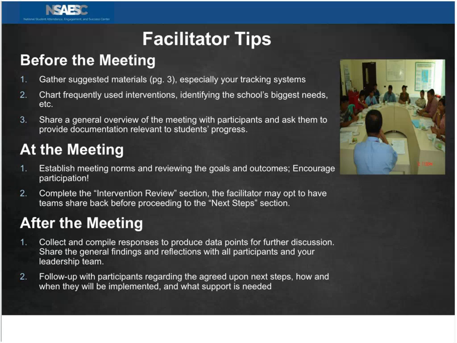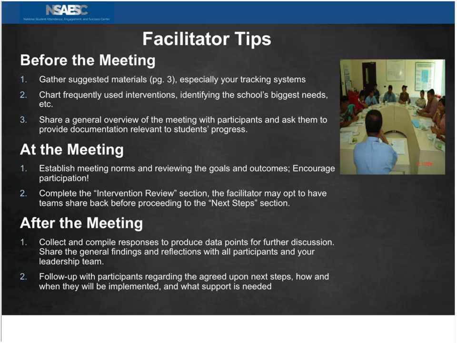And what you want to do is, before the meeting, and I'll just go through some of these, you want to gather the materials that you need, and you'll see those listed out when we get to the actual example. You want to chart the frequency of the interventions used, identify the school's biggest needs, and you can do that, like I said before, using Excel or Google Docs. And then you want to share a general overview of the meeting with participants and ask them to provide any documentation relevant to a student's progress. So they're going to know beforehand what students you previously talked about and what interventions will you be discussing.